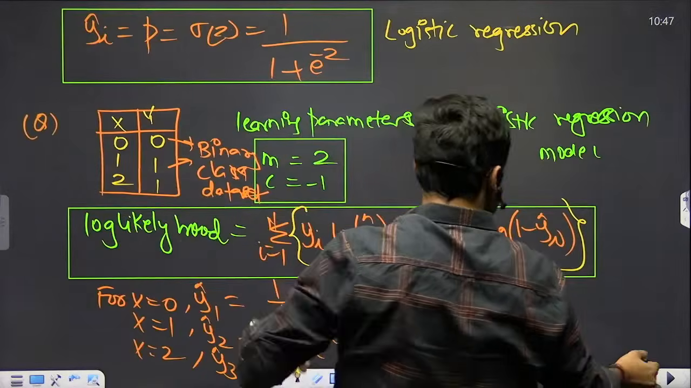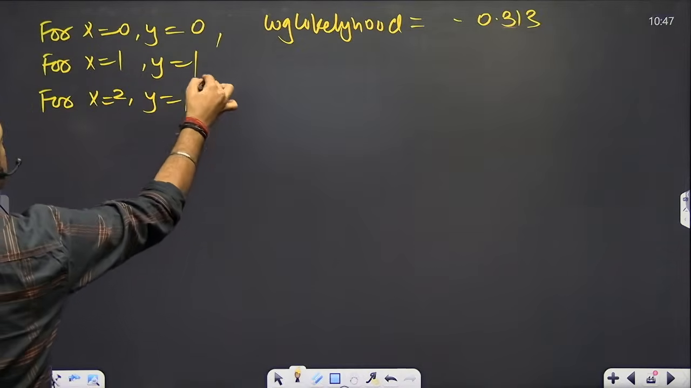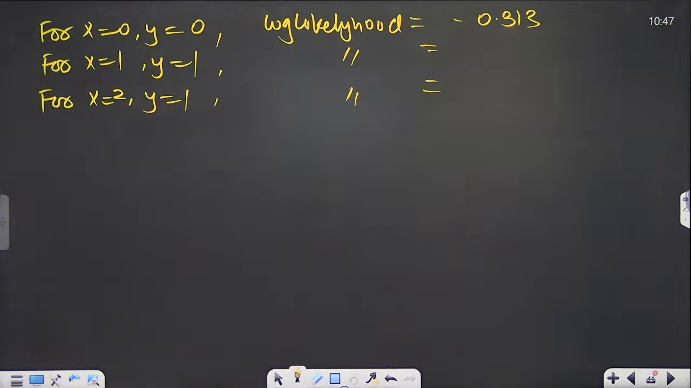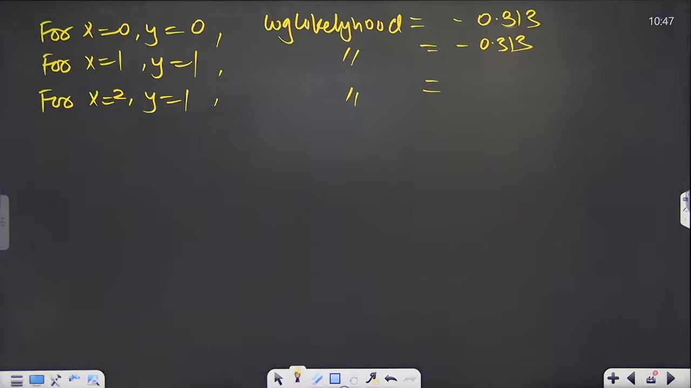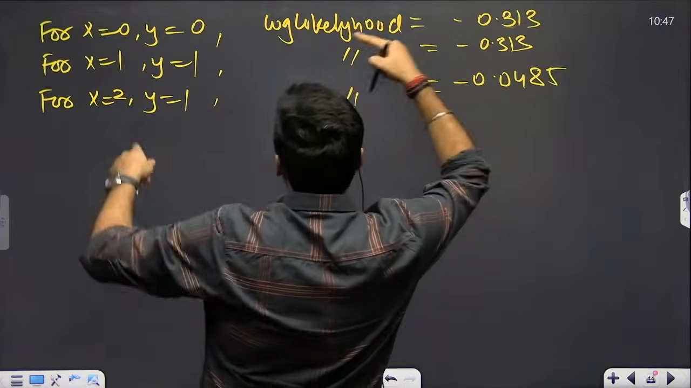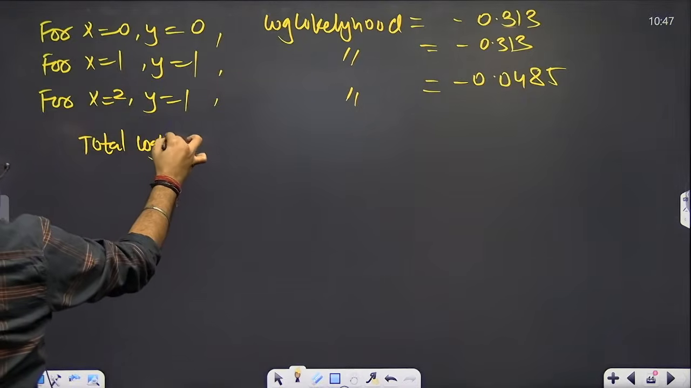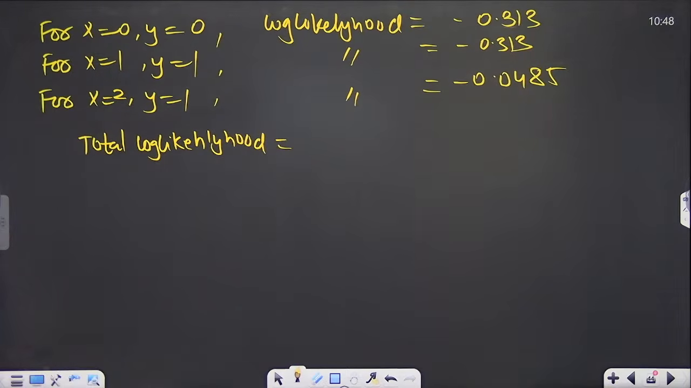For the second point, x equals to 1, y equals to 1, and the third one is for x equals to 2 and y equals to 1. The log likelihoods are negative of 0.313 again, and for the third, negative of 0.0485. Summing up all three, the total log likelihood would be negative of 0.674.